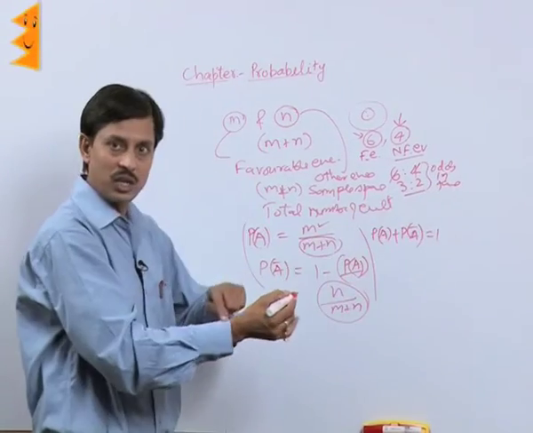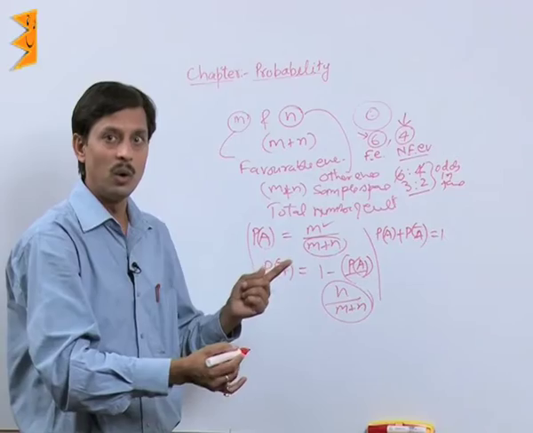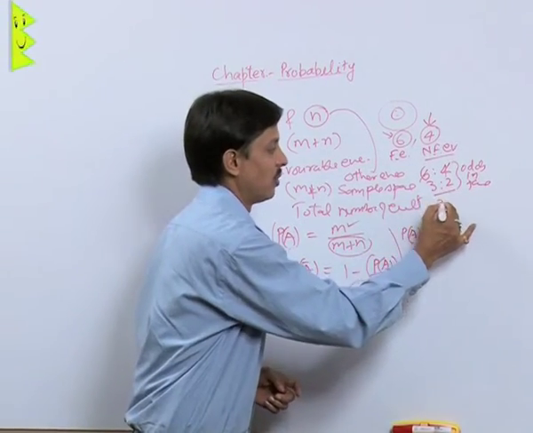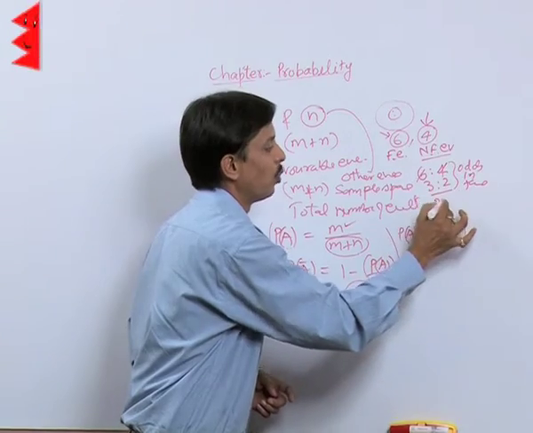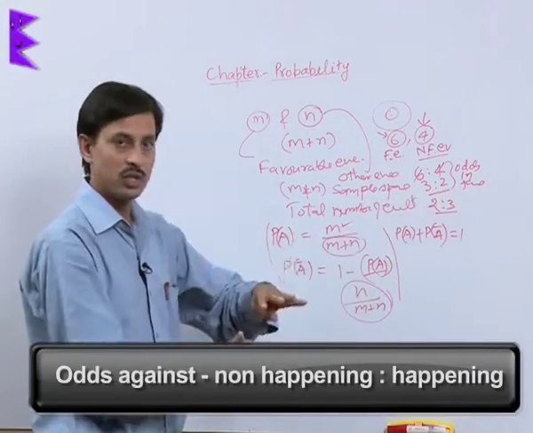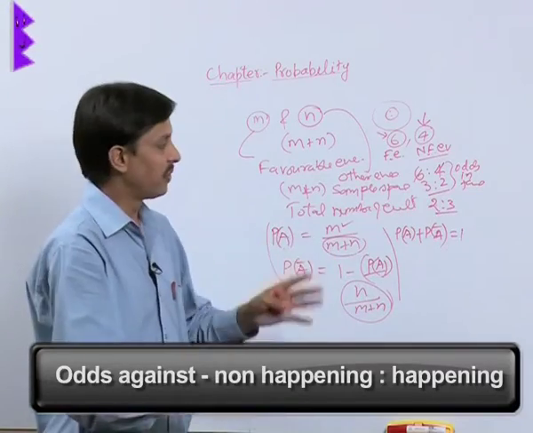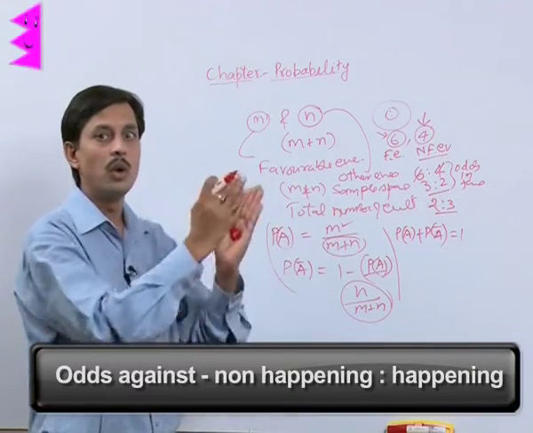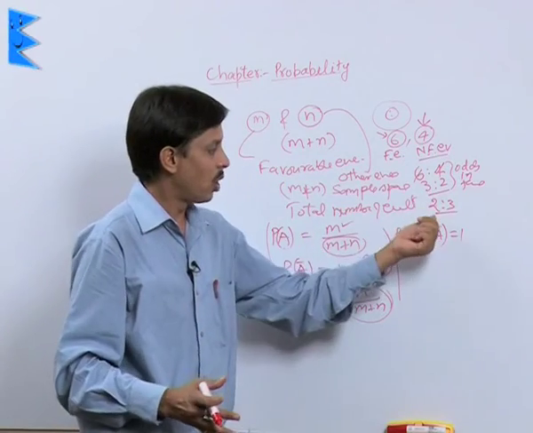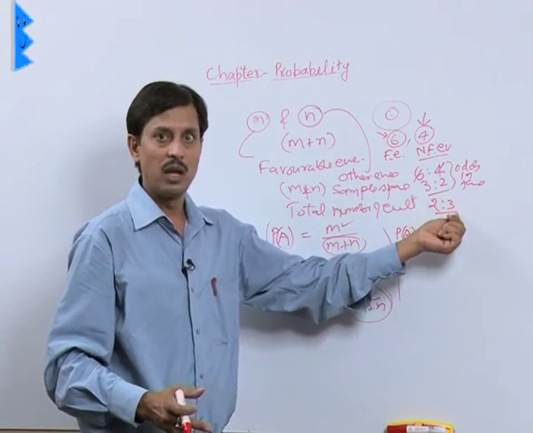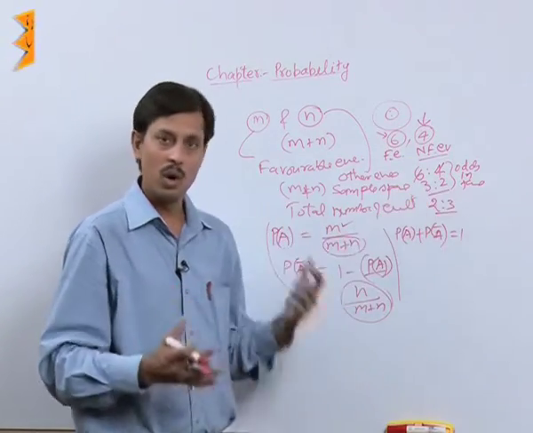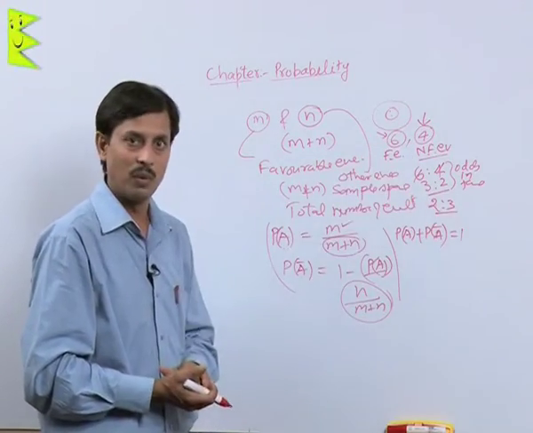If odds against are required, what will we do? In case of odds against, we will reverse this. This becomes 2:3, which means odds against are 2:3. That is non-happening to happening. If odds against are required, it is non-happening to happening. If odds in favor are required, it is happening to non-happening, as the example we have given.